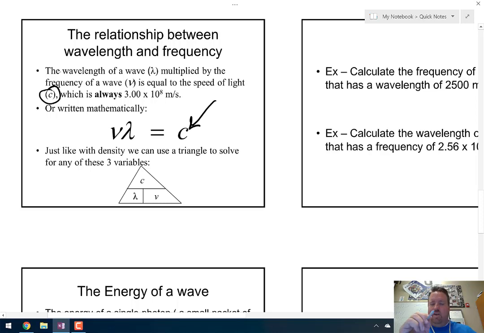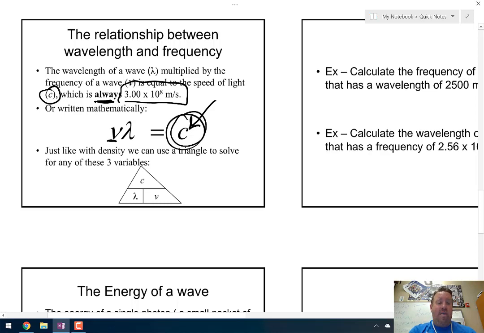Just like in that famous Einstein equation, E equals mc squared, that c is this same c. It is the speed of light. Now, the nice thing is it's a constant. It is always 3.00 times 10 to the 8th meters per second. So the speed of light never, ever changes.